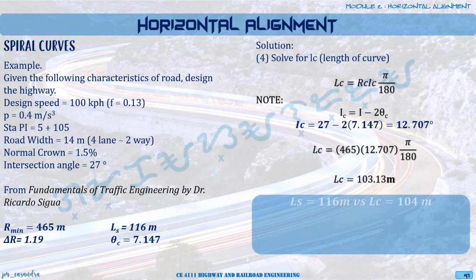So comparing now LS and LC, 116 versus 104, they are definitely too far from each other, so they're not approximately equal or nearly equal. Therefore, we have to apply a redesign or recomputation of our value. So what we'll do is to start off again with step 1 by changing the value of E. Okay?